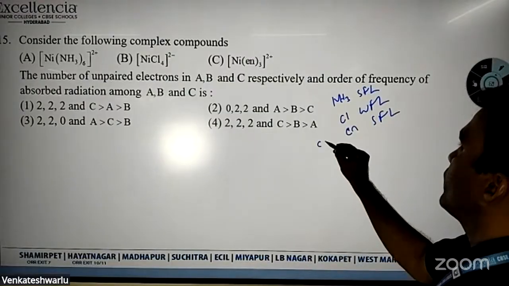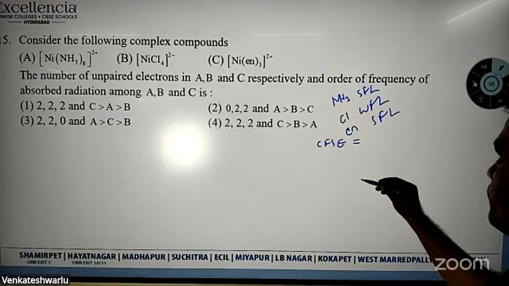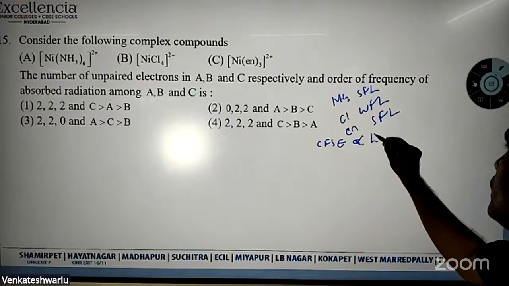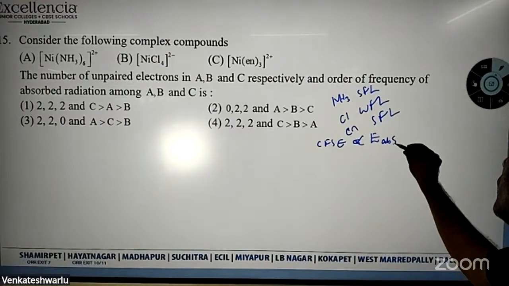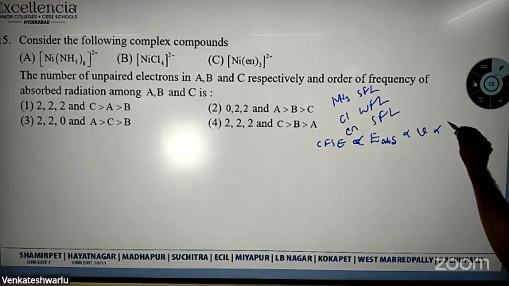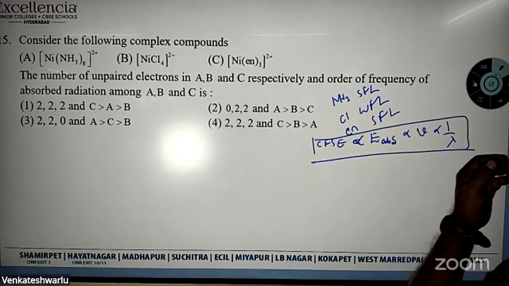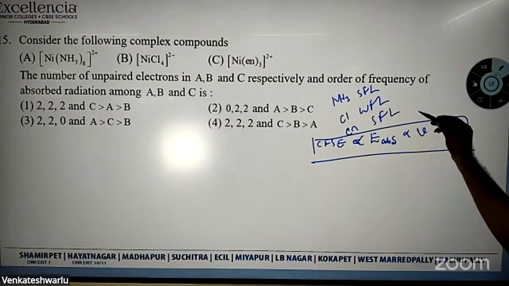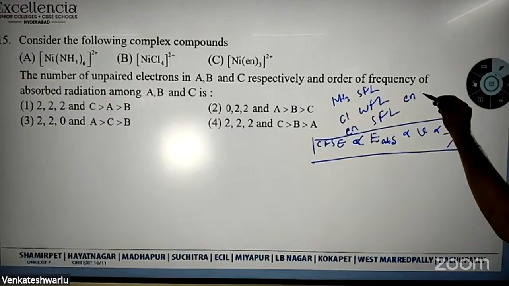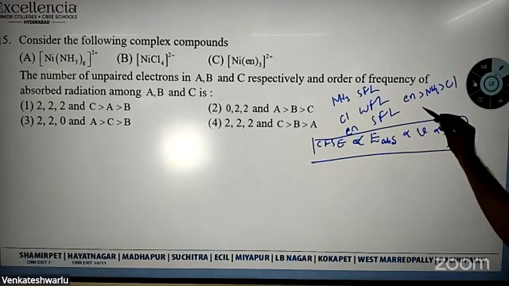So here we have to find the crystal field stabilization energy, CFSE. Crystal field stabilization energy is directly proportional to absorbed energy. Absorbed energy is directly proportional to frequency and inversely proportional to wavelength. So first of all, we have to find the CFSE, right? Here, without using any formula, directly you can tell, en is a stronger field ligand than ammonia. Ammonia is a stronger field ligand than Cl.